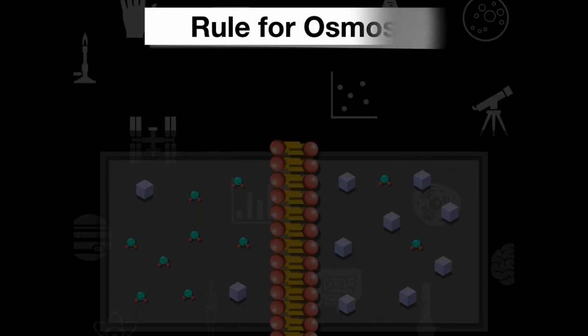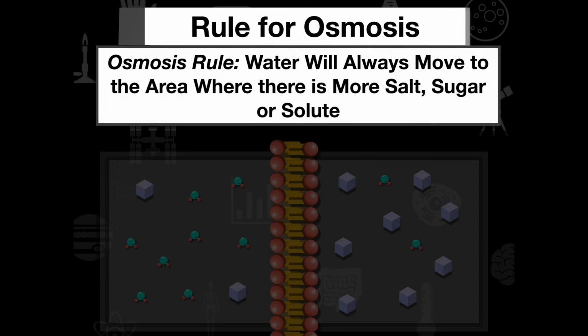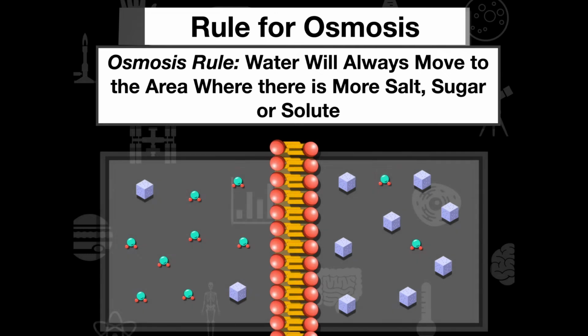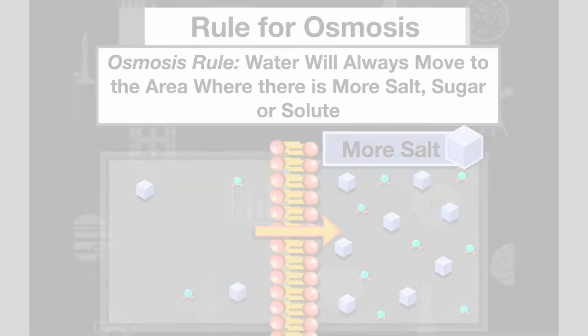So remember, the rule for osmosis is water is always going to move wherever there is more solutes. Wherever there's more sugar or salt in solution, the water is going to move that way. The other way to remember this is salt sucks. It's going to pull that water to the side with more salt, sugar, or solute.